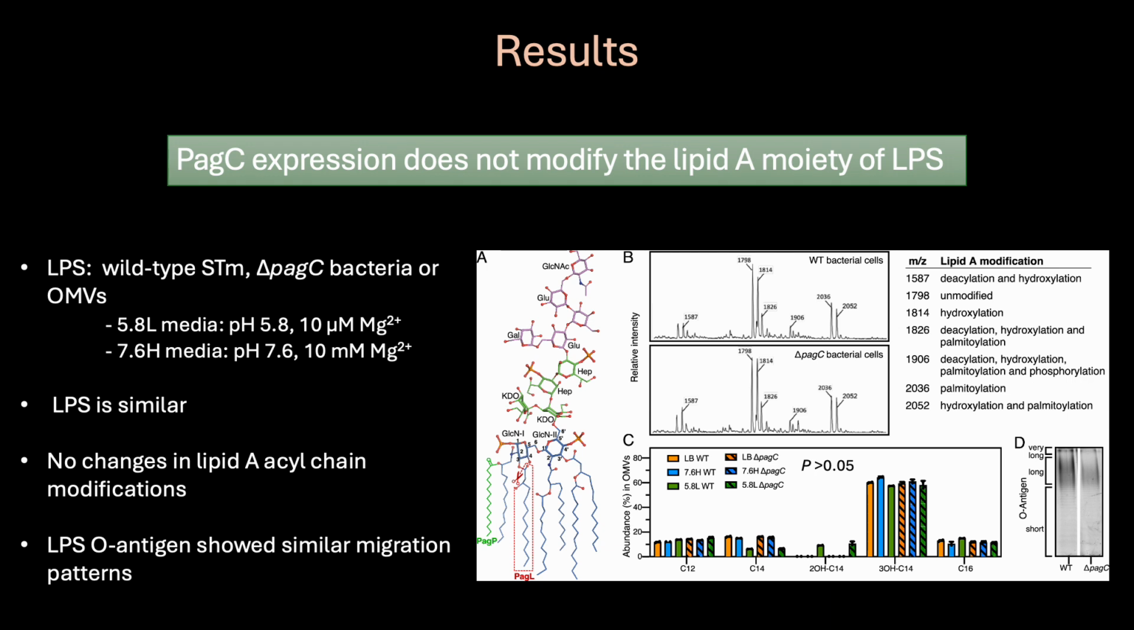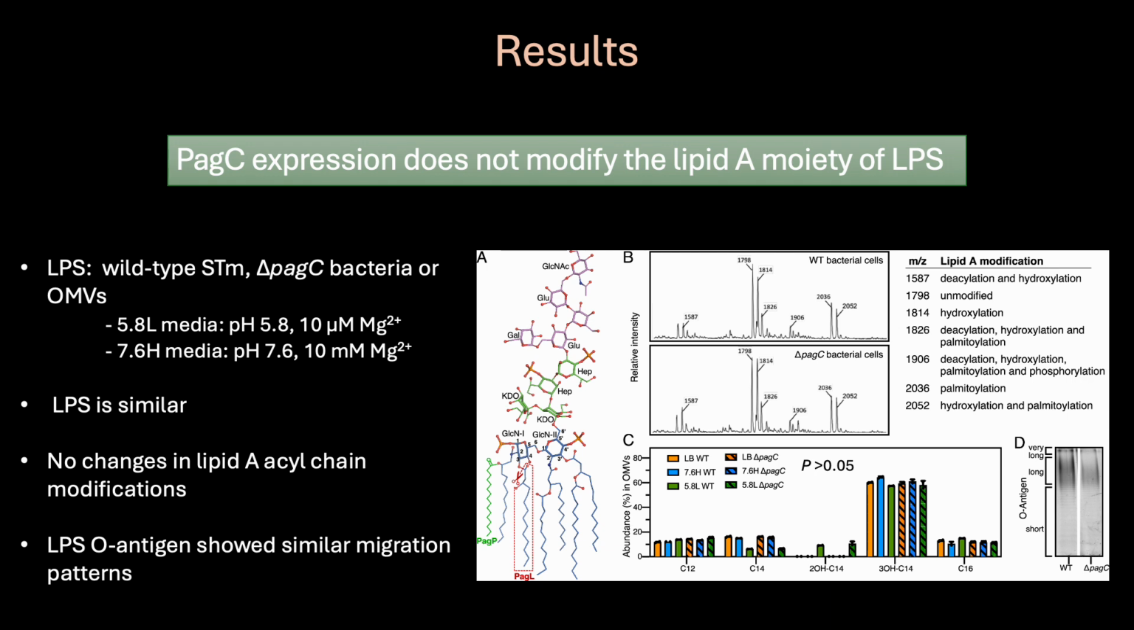Figure A is showing the structure of the most common form of STM-LPS. You can see lipid A in blue, and this is what they mainly focus on in this particular part of the study. If you all remember, lipid A contains fatty acid tails and a polar head made of D-glucosamine residues. And then you can see the rest of the structure of LPS.